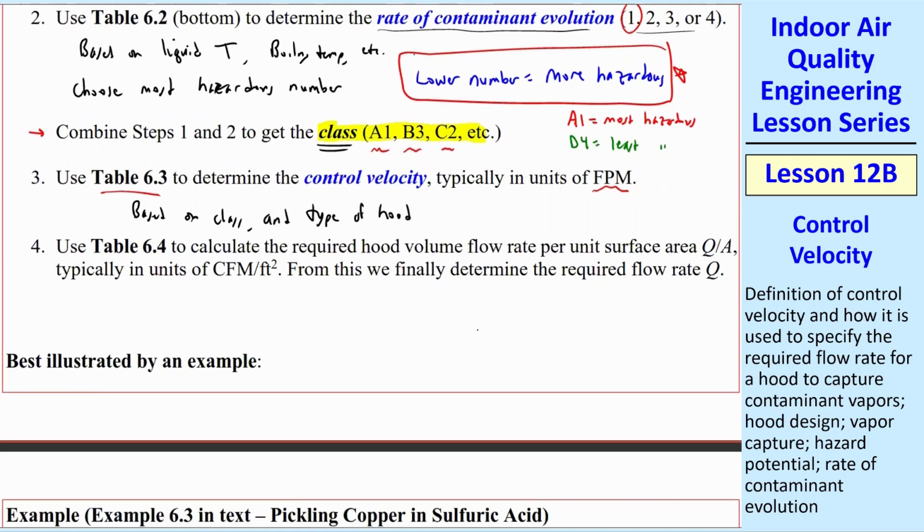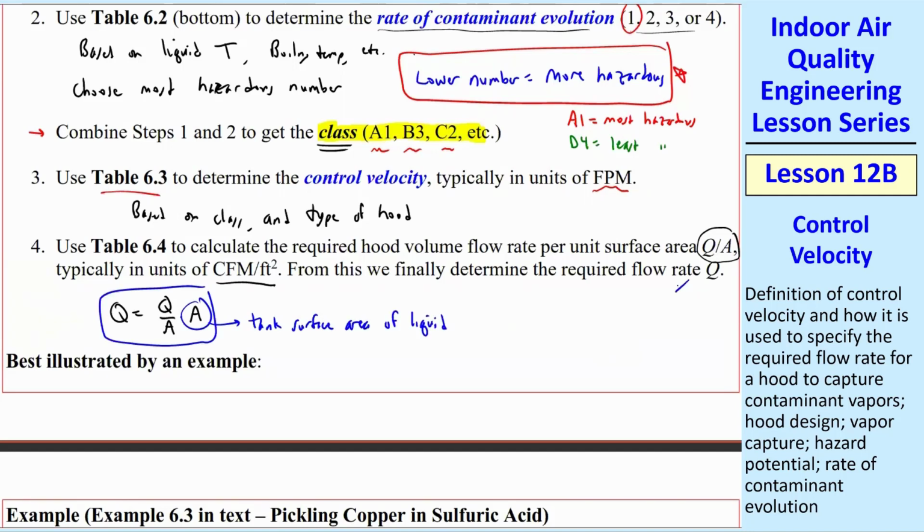And then finally, step 4, use table 6.4 to calculate the required hood volume flow rate. And what you actually look up on that table is Q over A in CFM per foot squared. And then from that, you find Q equals Q over A times A. And this area, A, is the tank surface area of the liquid. This is Q of the hood. How much flow rate do you have to suck out of this thing?